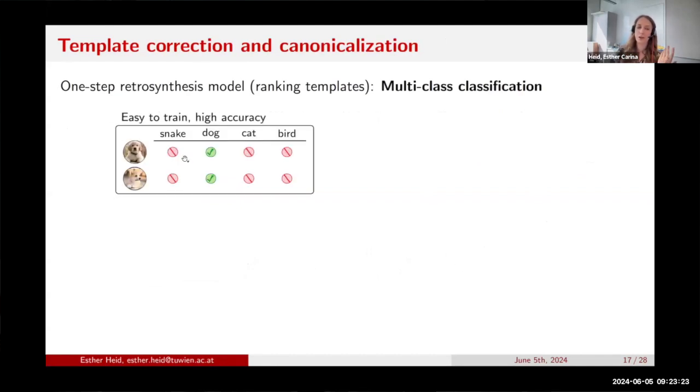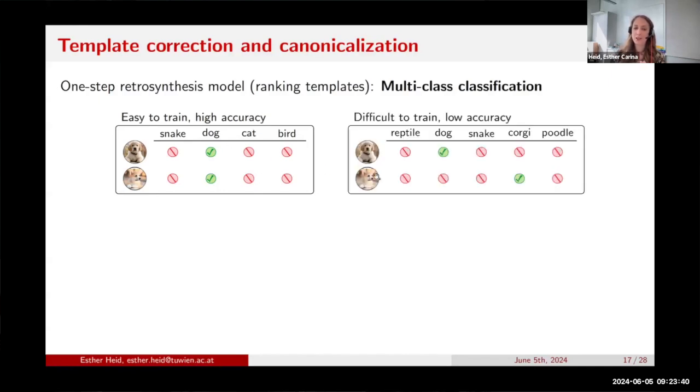this, so you want to classify pictures, and you have a few dogs and cats and birds, and your classes are, I don't know, snake, dog, cat, bird, then this is nowadays really easy to train. You can train this up to very high accuracy. But no one would design their classification tasks like this: reptile, dog, snake, corgi, poodle.